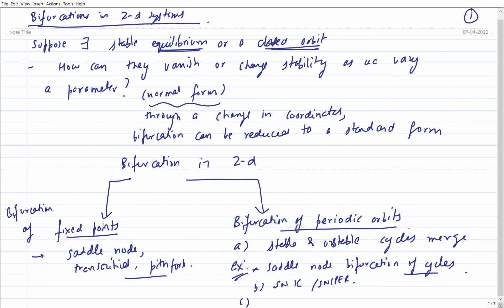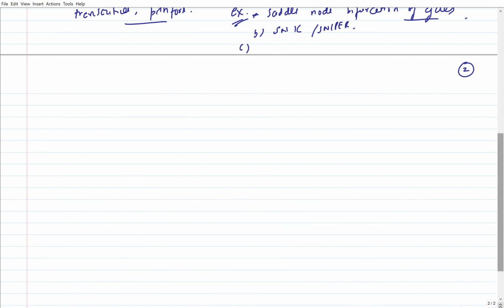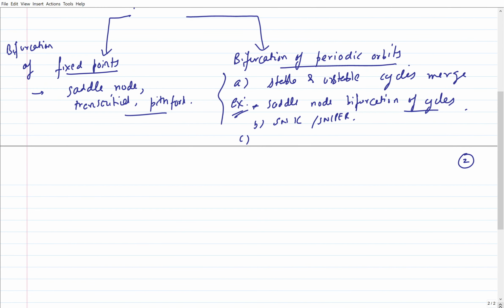So let's start first with the first guy over here. We'll come to that. There are different kinds of bifurcations of periodic orbits, but this was our standard treatment. And what's happening here? This was about the interplay of some eigenvalues.